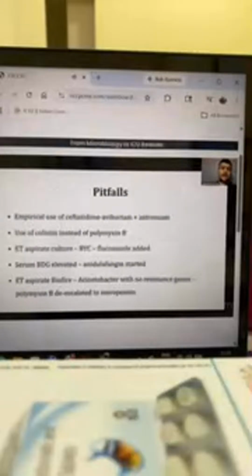Yeah. Okay, pitfalls. Empirical use of ceftazidime-avibactam plus aztreonam. You already discussed this. You won't cover Acinetobacter, you will cover a large chunk of Pseudomonas.